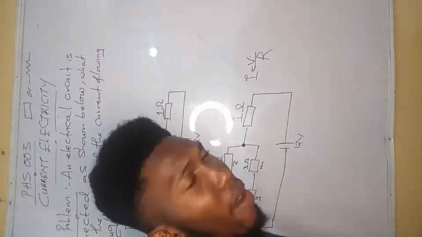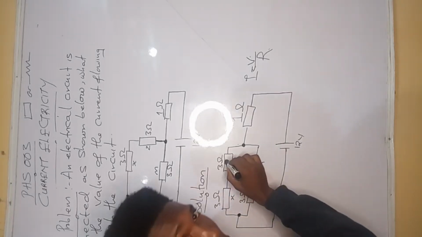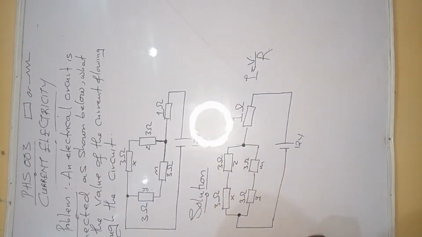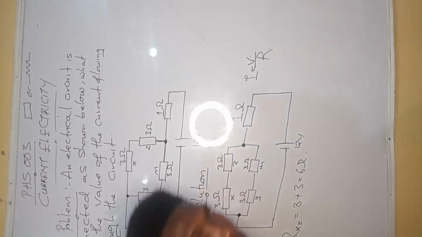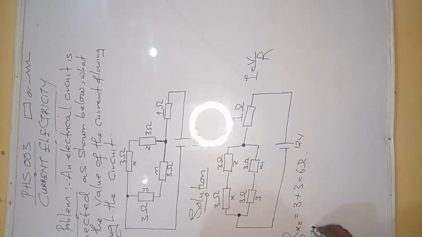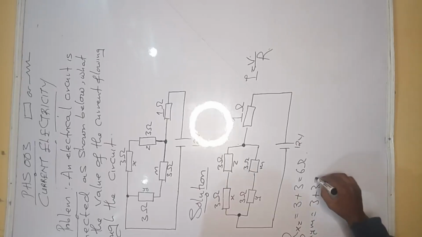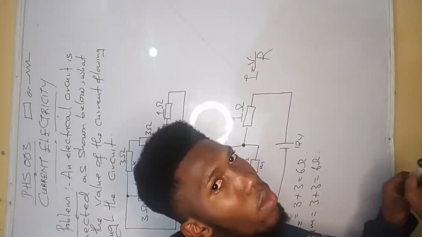How do we do that? If I may ask, what will be the resistance here? This one is in series. So we can say the total resistance at XZ will equal 3 plus 3, which is equal to 6 ohms. Are you getting me now? Then we can also say what the total resistance at YM will be. The total resistance at YM will be equal to 3 plus 3, which is also equal to 6 ohms. Are we together now?